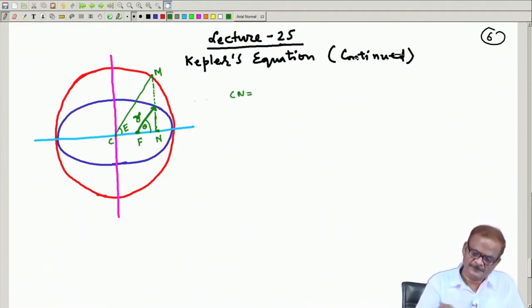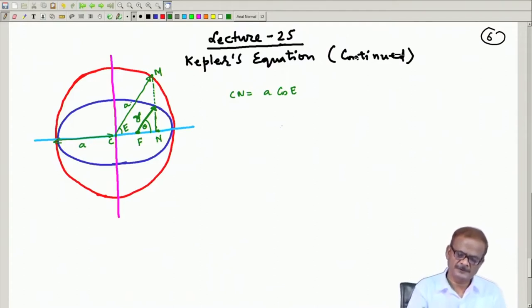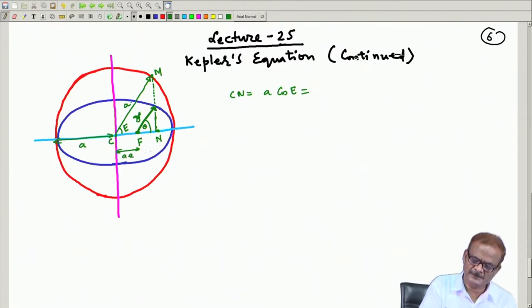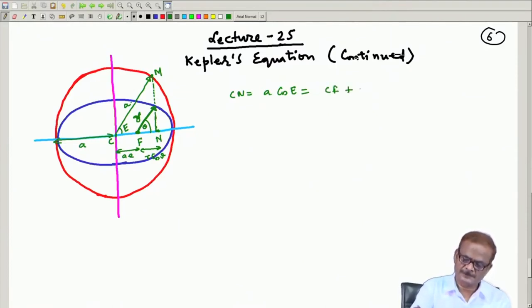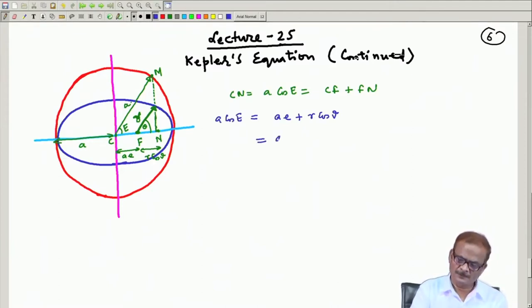So, C N becomes, and this is obviously A, the radius of the circle, which is also your A, the semi major axis. So, C N equal to A cos E, and this quantity will be equal to, from here to here this distance is A E and this distance is R cos theta. So, C N equal to A cos E equal to C F plus F N, and then we can write C F as A E plus R cos theta, this equal to A cos E, and then we replace R by L by 1 plus E cos theta, and this is L cos theta.